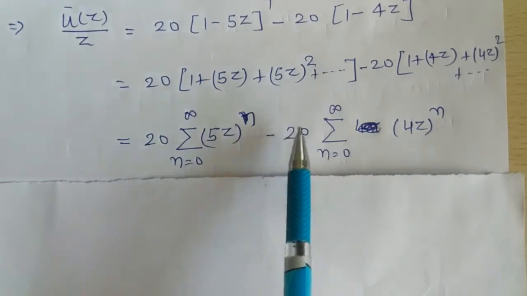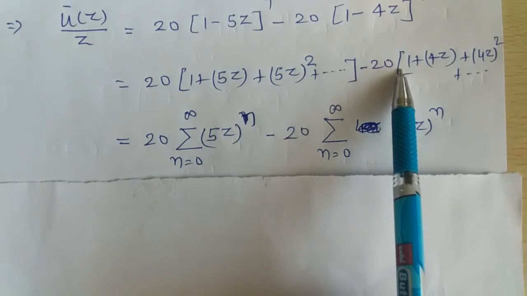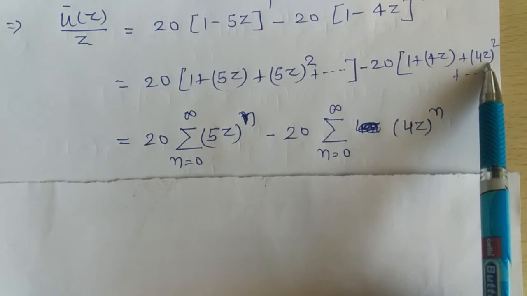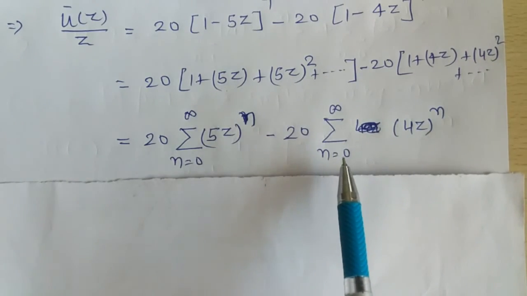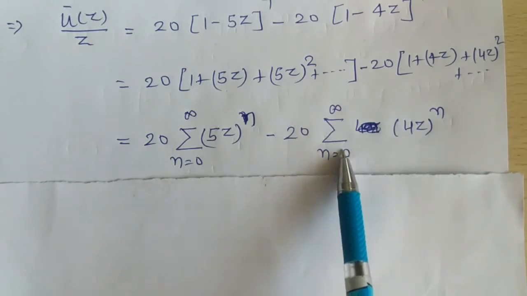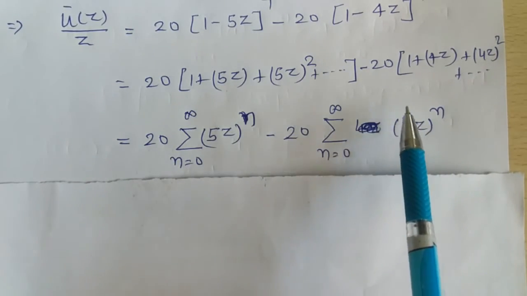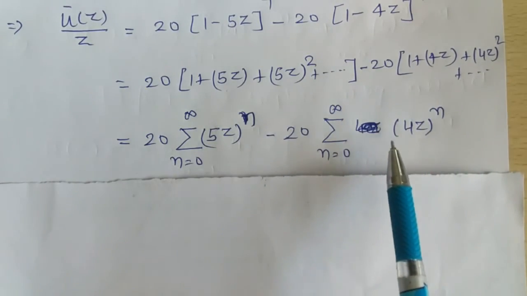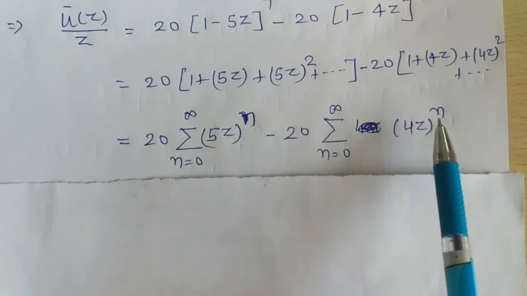Minus 20, here again we have (4z) whole power 0 plus (4z) whole power 1 plus (4z) whole power 2. So summation n goes from 0 to infinite, (4z) whole power n. For n equal to 0 we get 4z power 0 which is 1. For n equal to 1 we get 4z, for n equal to 2 we get 4z square and so on.